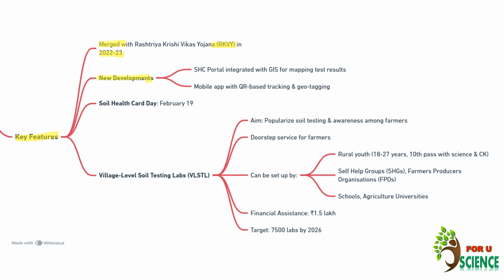Now, what are the new developments? There is an SHC portal which has been integrated with GIS for mapping the soil test results, as well as a mobile app which is integrated with QR based tracking and geotagging. Now, Soil Health Card Day is celebrated on February 19. This is also an important fact, that it is celebrated on February 19 based on its launch date. Now, this is the most important thing, that is the village level soil testing laboratory.